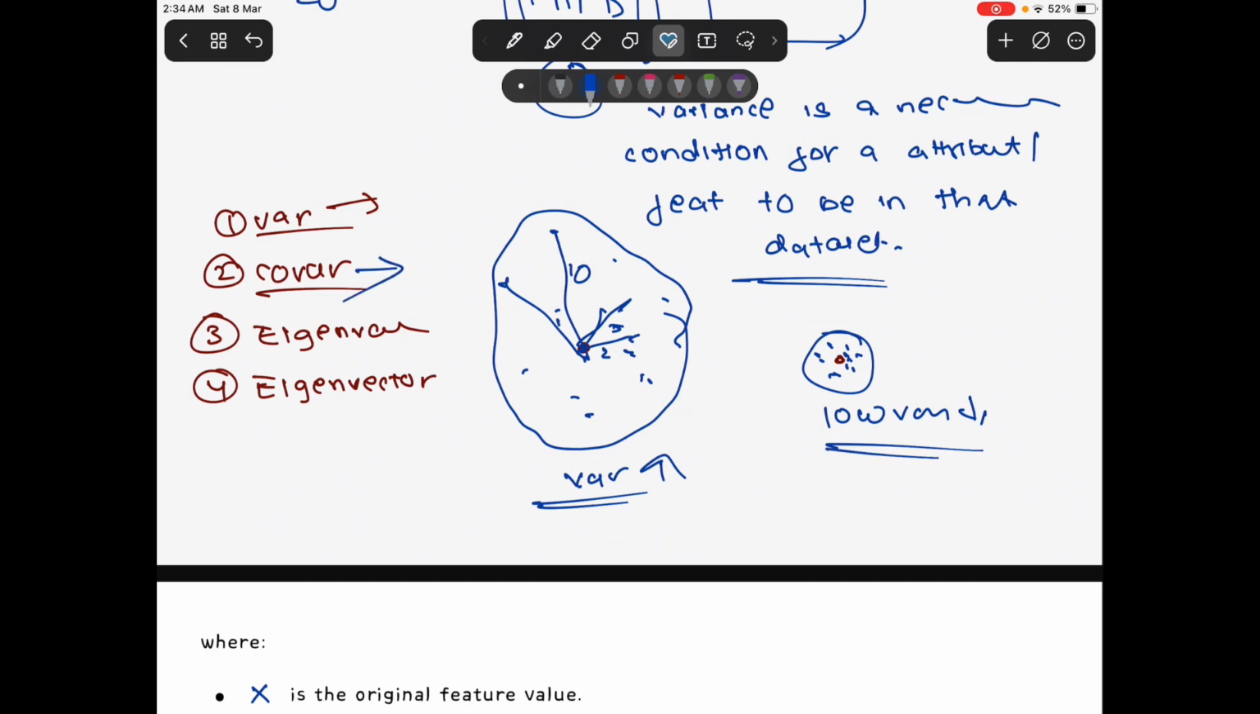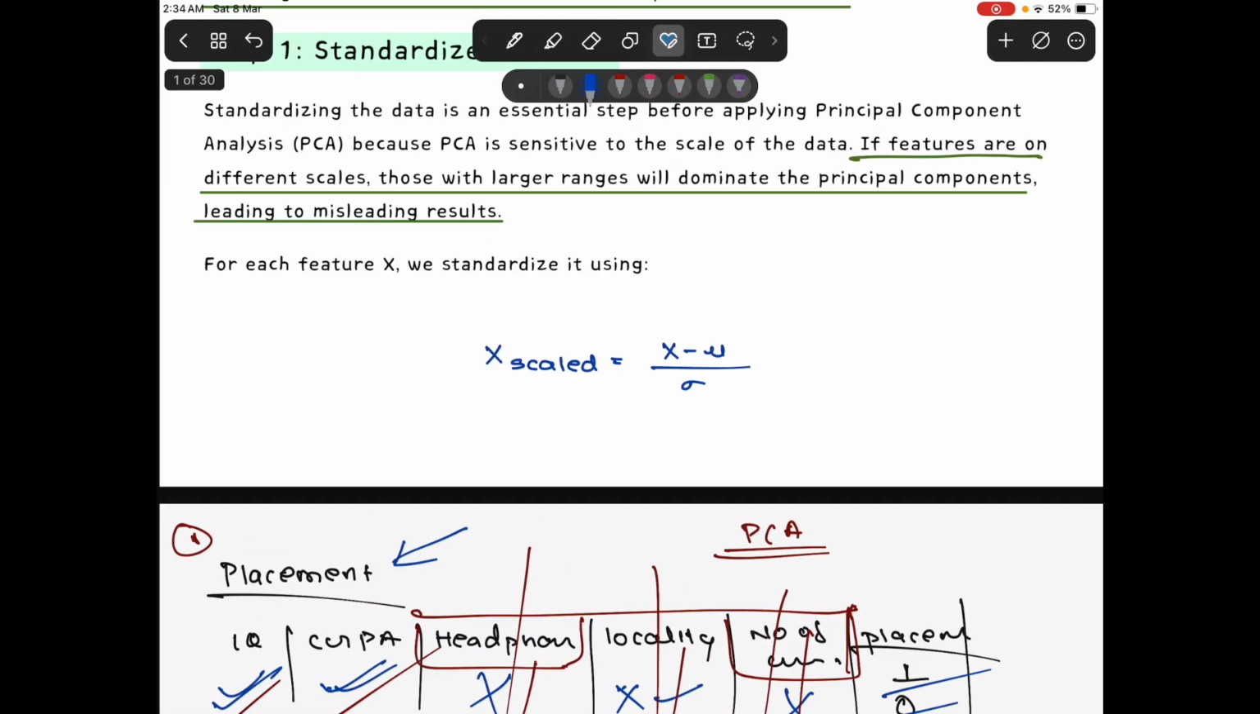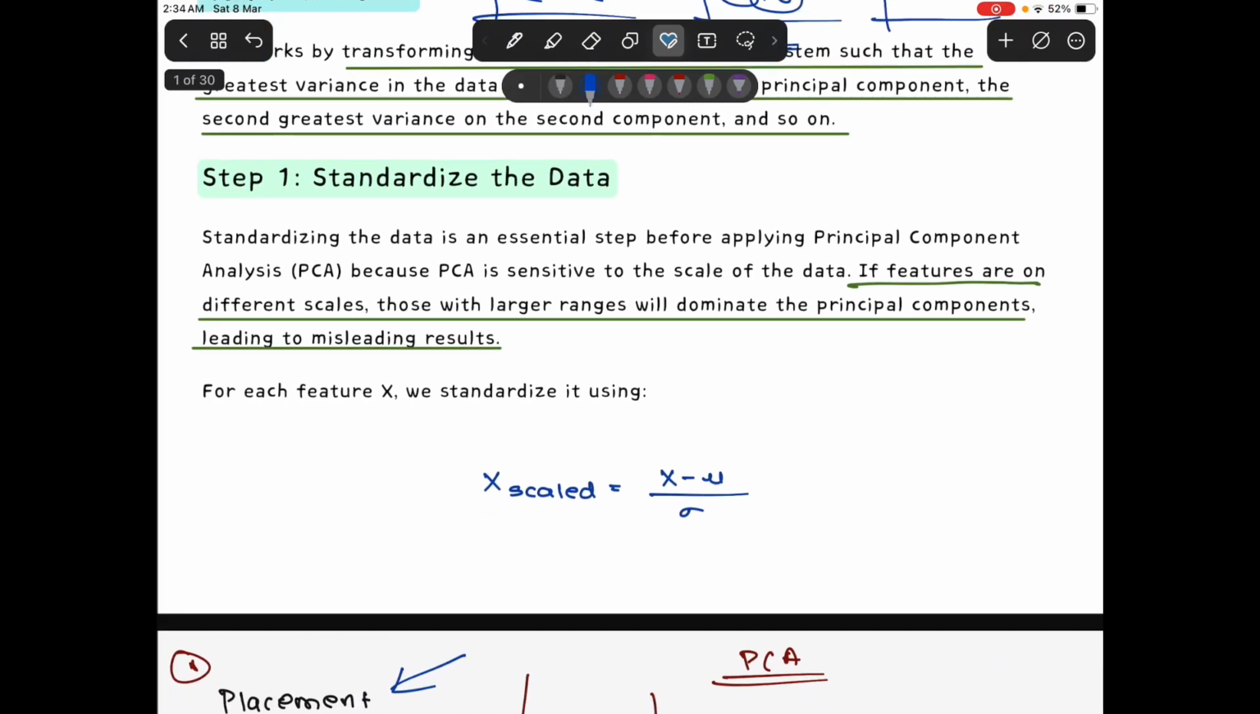What is covariance? Covariance is just like variance. In variance we take the relation of data points to the mean value, but in covariance we check whether two features are correlated to each other. If x1 and x2 are two features, how is x1 related to x2 and vice versa? We will see eigenvalue and eigenvector in a later part. Let's continue the algorithm first.